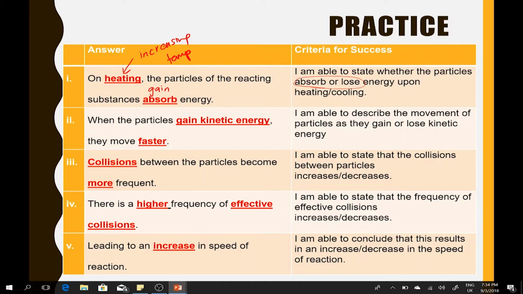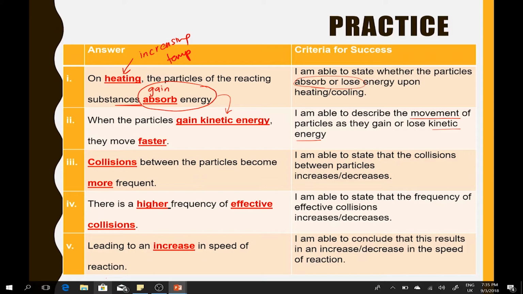Point number 2: you should be able to describe the movement of particles as they gain or lose kinetic energy. So this is linked to the first part. When the particles gain kinetic energy, they move faster.